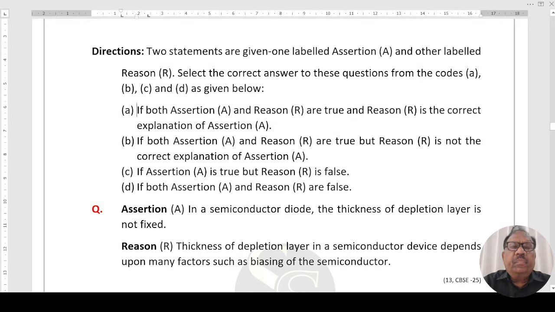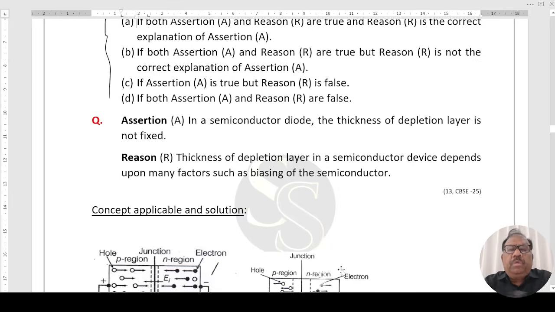Question is, a reason assertion type. We have to pick one of the correct answers. Assertion is, in a semiconductor diode, the thickness of depletion region is not fixed. Reason: the thickness of depletion region in a semiconductor diode depends upon any number of factors, such as biasing of the semiconductor.